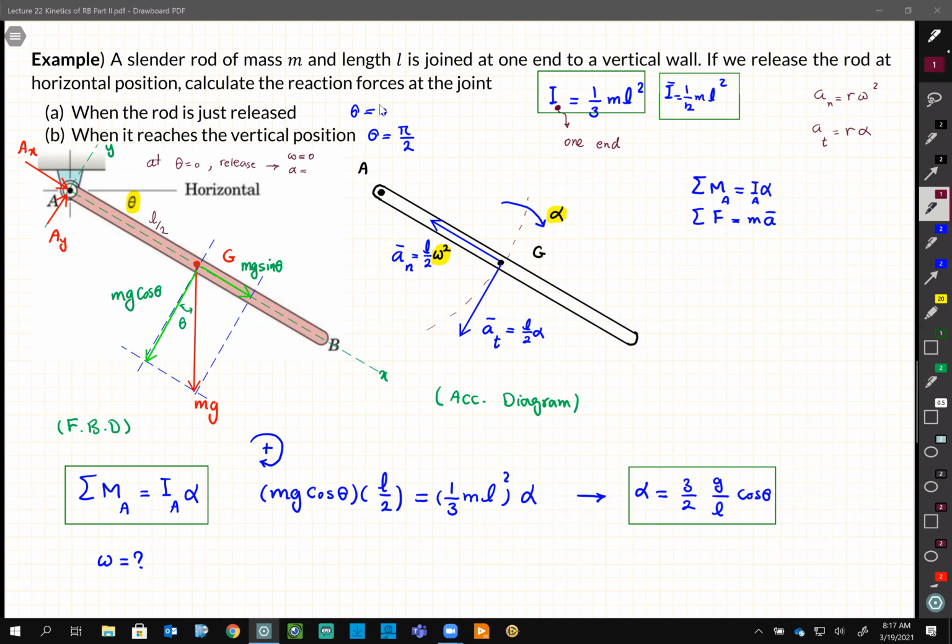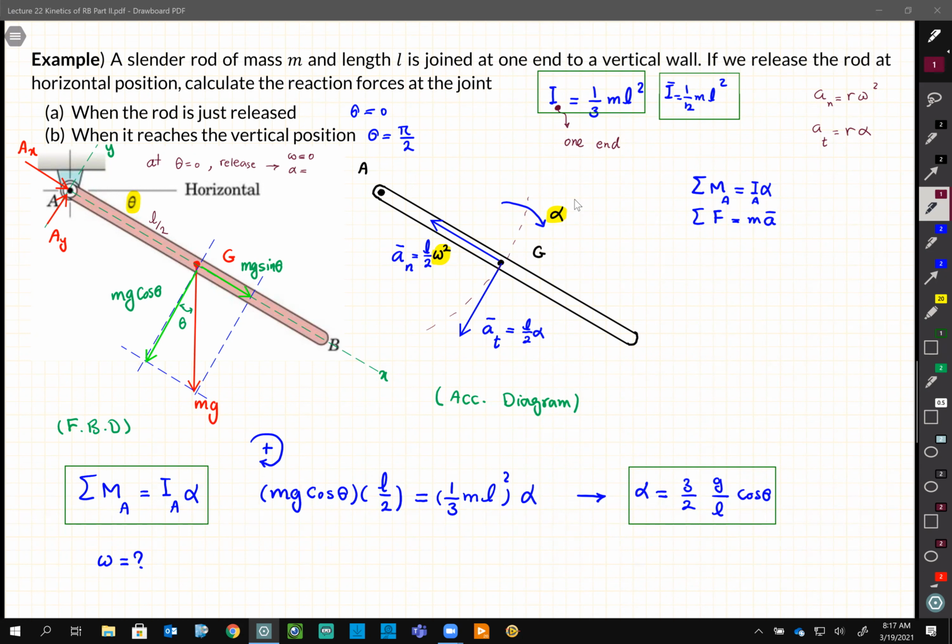Let me check. Some people say yes, some people say no. Rocky says no, Josh, yes. Achilles agrees that it is yes. It will be at its max. That's true.